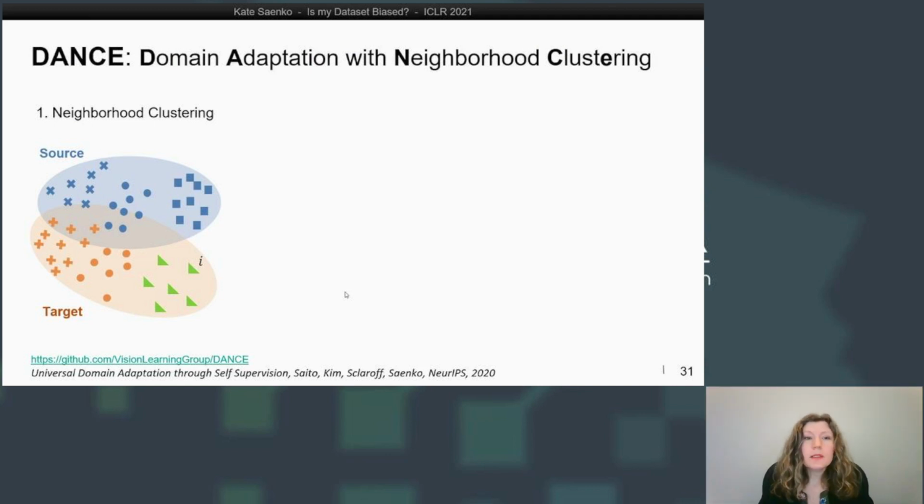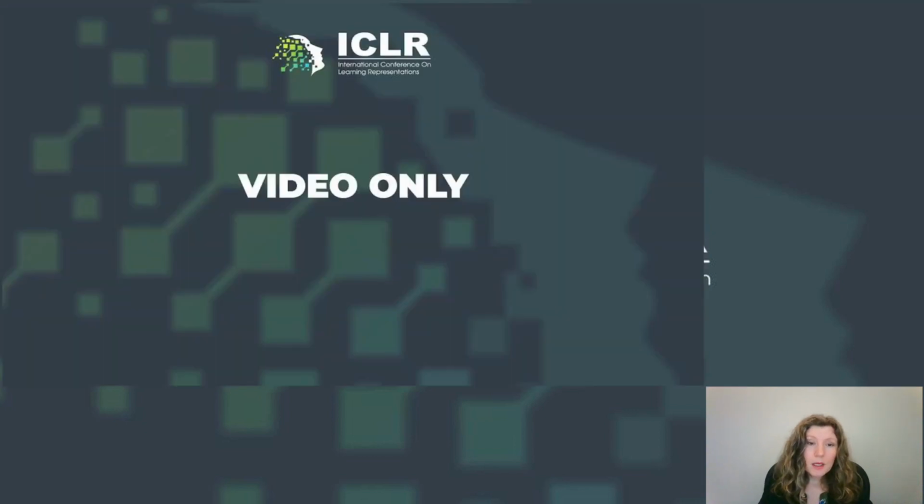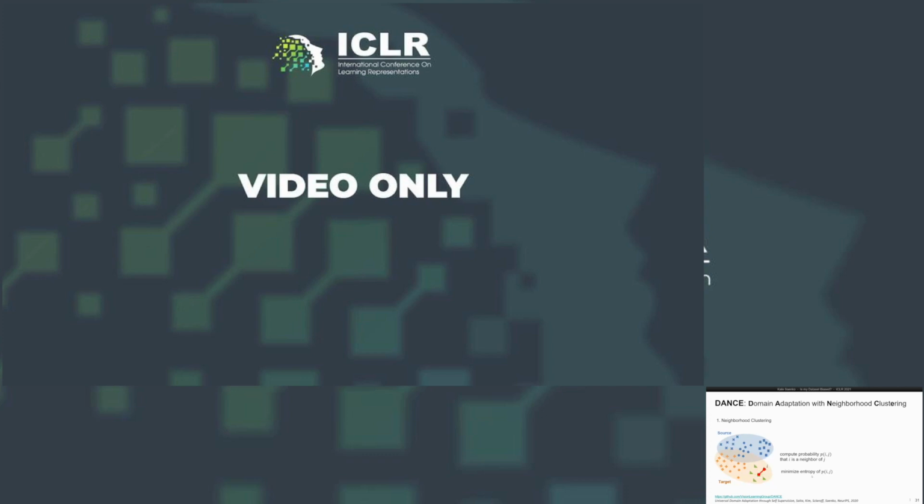So we propose a method to solve this problem, which we call domain adaptation with neighborhood clustering, or DANCE. So the first thing we do here is we take, for any target point i, we compute its probability that i is a neighbor of another point j. And then we minimize the entropy of this distribution. So what this does is it pushes close neighbors of i even closer to it, but it pushes far away points even further away. So it encourages clusters to form without actually computing discrete clusters.